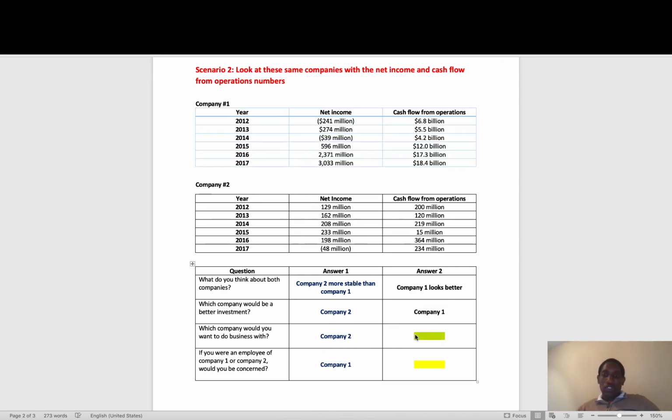Which would you rather do business with? Some people say absolutely Company 1. And which one would you feel safer with as a company? They would go back to Company 1. They would say Company 1 is better as an employee.